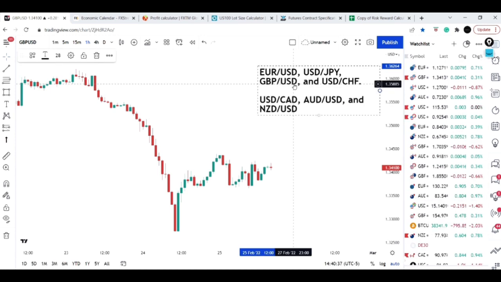So when it comes to Forex, I look at the major pairs: USD/JPY, British Pound, USD/Swiss franc, right? And you can also add USD/CAD, AUD/USD, or NZD/USD, okay? So those are the pairs that I look at, and you can start from there, because that's all you pretty much need.